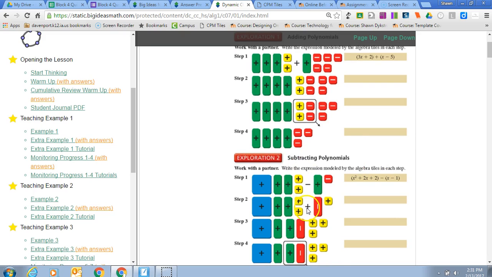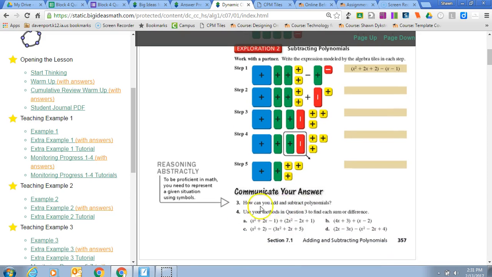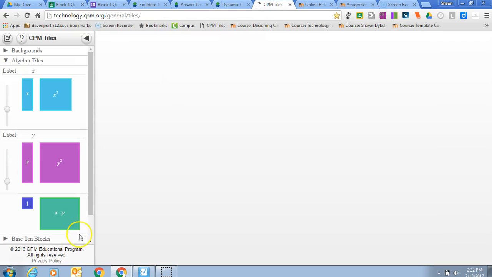They have some knowledge with the algebra tiles. This was not the first day they had seen them. Then down at the bottom here, we had 4 problems, and I had them model each of those 4 problems in their small groups with the CPM tiles here.